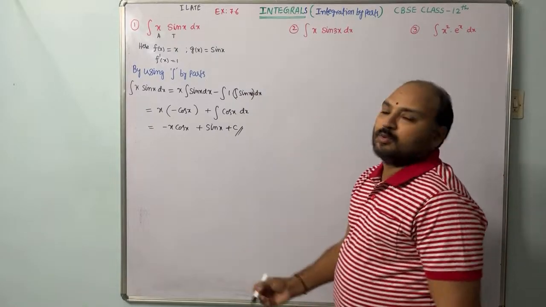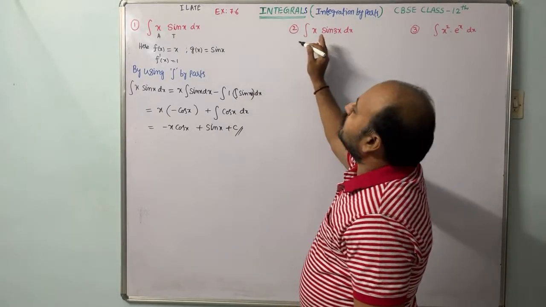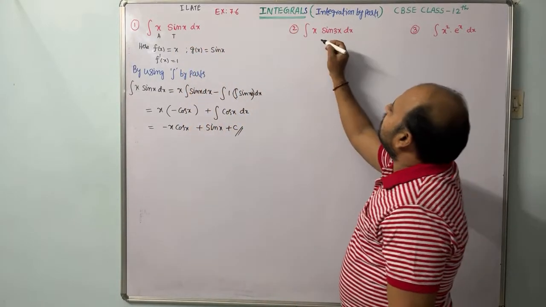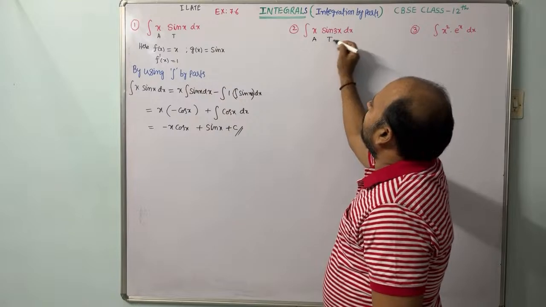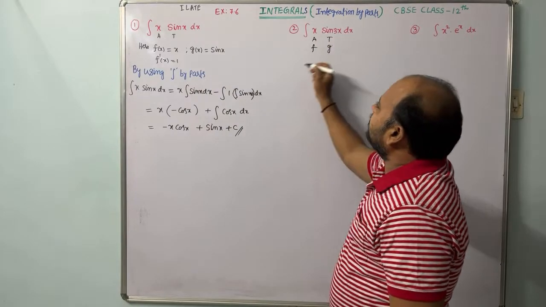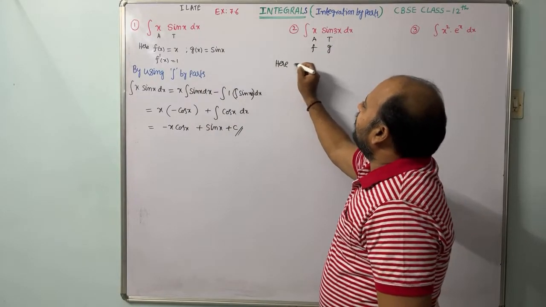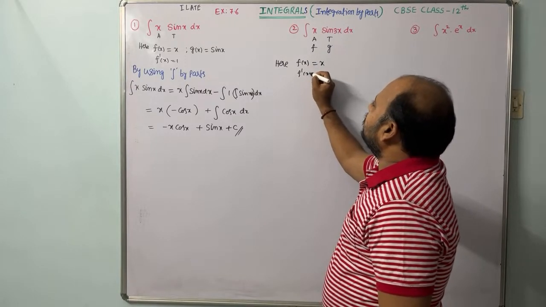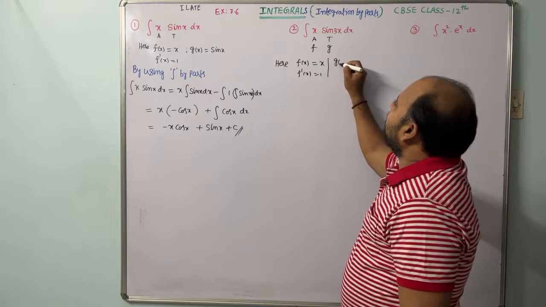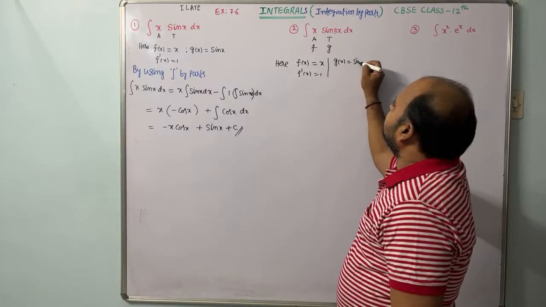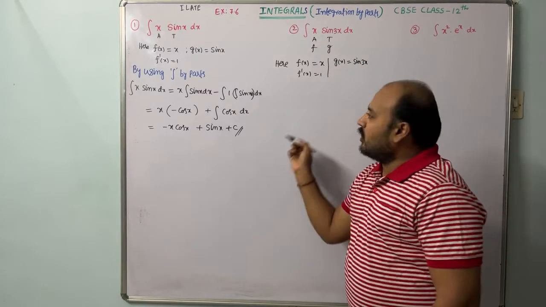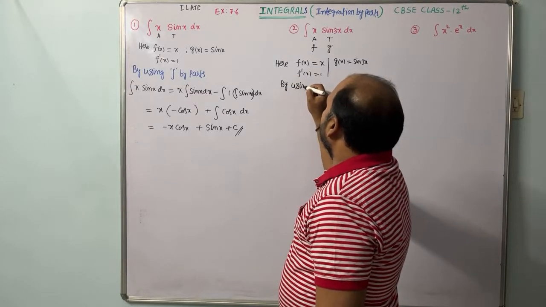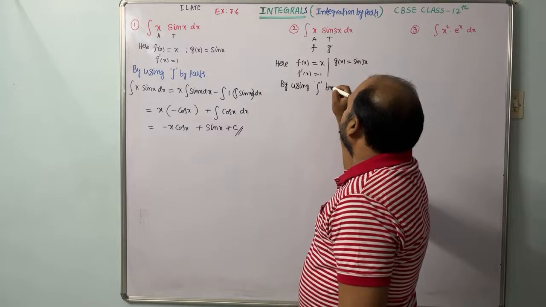Come to question number 2. Here also x sin 3x, same, but there it was x sin x, here sin 3x. This is algebraic, this is trigonometric. This is the first function, this is the second function. Here f of x is equal to x, f dash of x is equal to 1, and g of x is equal to sin 3x. Okay, dear students, we'll move on to using integration by parts.